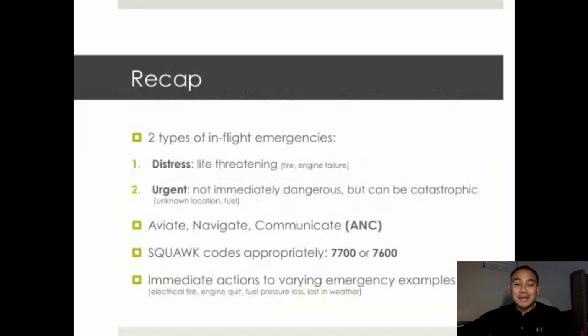We finally made it. We have to recap everything that we've talked about, or that I have discussed with you, and that is the two types of in-flight emergencies, and they are distress, which is life-threatening, to include fire or engine failure, and urgent, which is not immediately dangerous but can be catastrophic. For example, unknown location because you're traveling cross country and you're not familiar with the area, or your fuel gauge doesn't work. We also went over aviate, navigate, communicate.